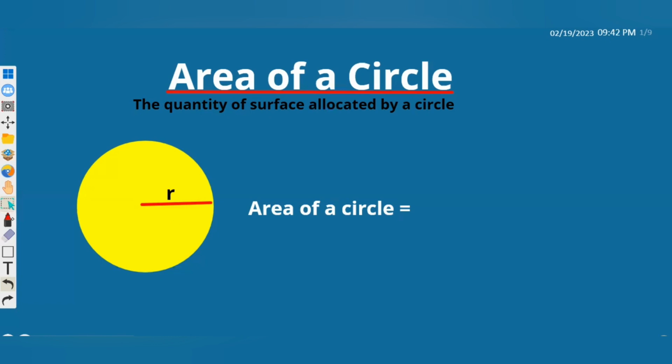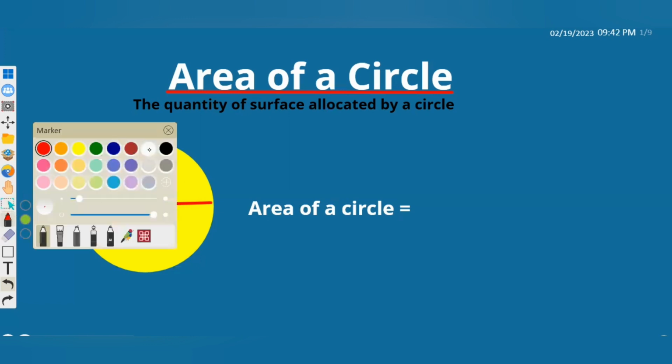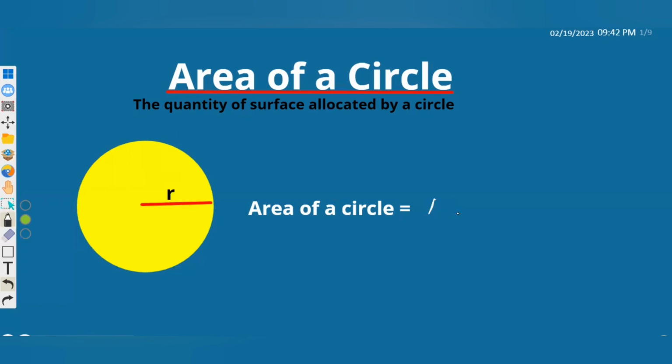Therefore, to find the area, there is a defined equation called pi r squared. Instead of pi, we can use 22 upon 7 or 3.14. What is the sign I have used here? Because it is not equal, it is approximately equal to 22 upon 7 or 3.14.